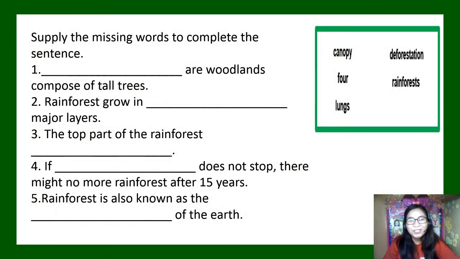Now, teacher wants to check if you really learned and understood our lesson for today in science. Let us start answering this learning task 6.1, wherein you're going to supply the missing words to complete the sentence. You may choose your answer from the words in the box that you can find on the right side of your screen. Let us start. Number one, blank are woodlands composed of tall trees.